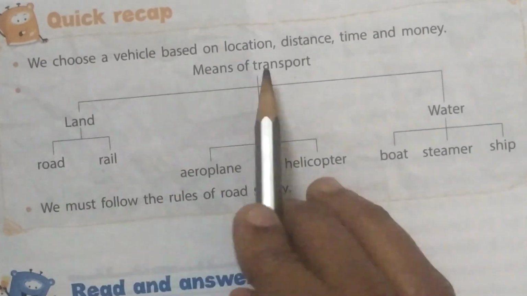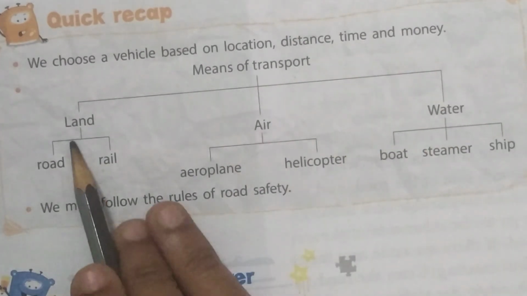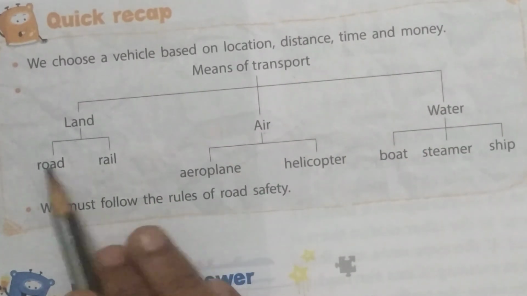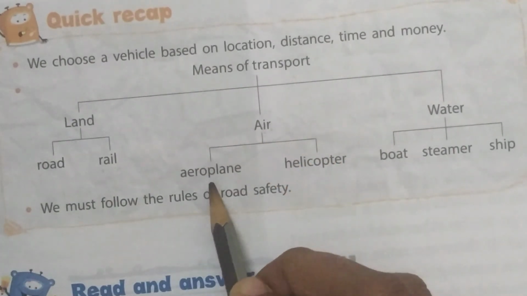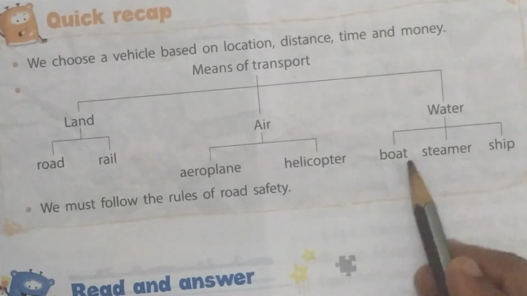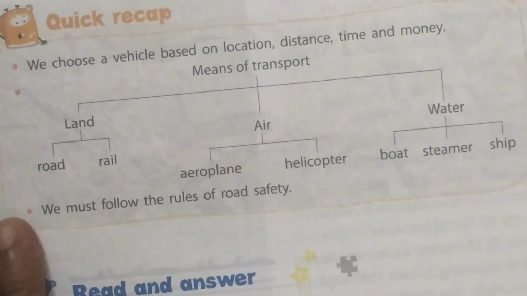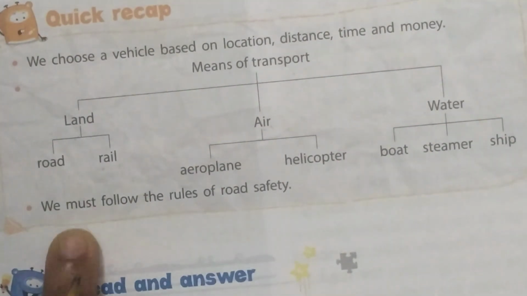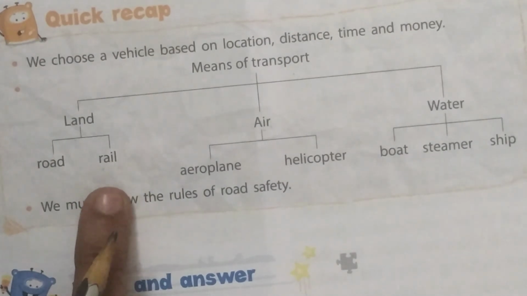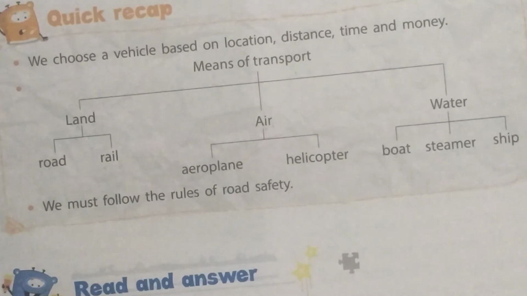Means of transport is divided into land, air, and water. Land transport is again divided into road and rail, roadways and railways. Air transport: aeroplane and helicopter. And water: boat, steamer, and ships. What are the things which go on road? Cars, buses, auto, rickshaw. Rail goes only on tracks. Airplane and helicopter are examples of airways.